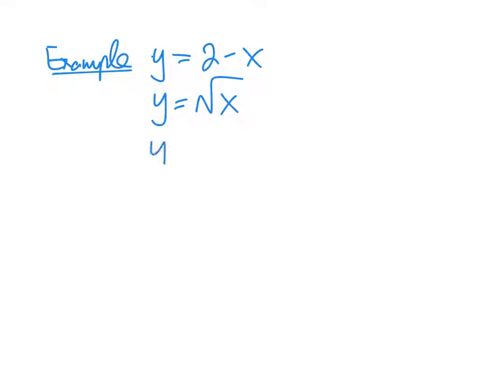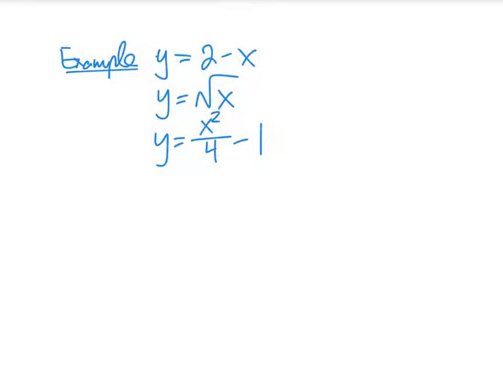Okay, find the area enclosed by the functions y equals 2 minus x, y equals square root x, and y equals x squared over 4 minus 1. This is the case where we have 3 curves, and this is going to be tricky. So let's draw this out for you.